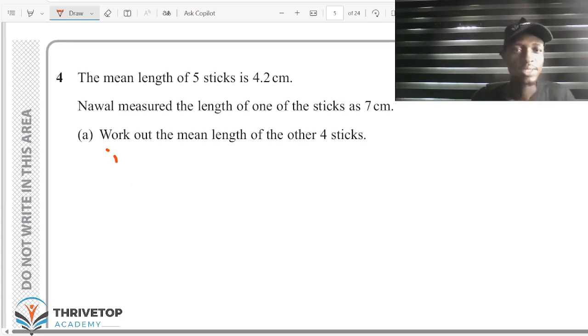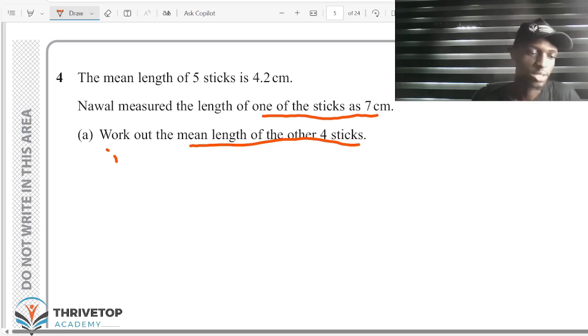So it says the mean of 5 sticks is 4.2 centimeters. Now someone measures the length of one of the sticks. So one of the sticks is 7 centimeters. So work out the mean of the other 4 sticks. So what we need to do now, since one of the sticks is 7 centimeters, is find the total. 5 sticks have a mean of 4.2, right? So we're going to use 4.2 here.